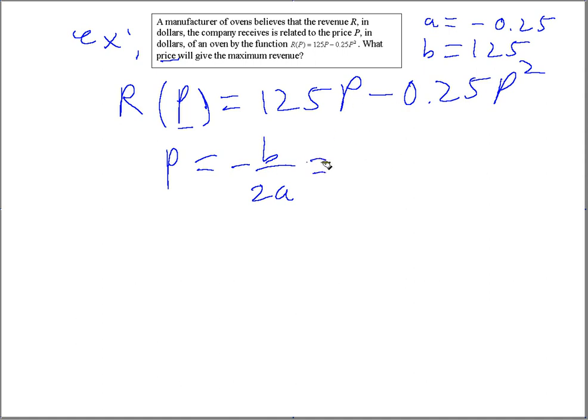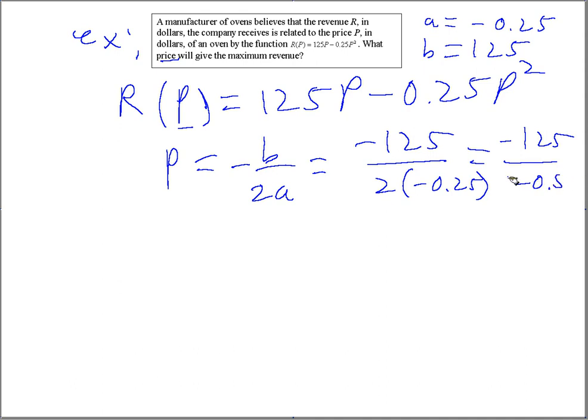All right, so let's plug these numbers in and punch in the calculator. That'll give me negative b, so negative 125, over 2a, 2 times negative 0.25. That's going to be negative 125 over negative 0.5. If I punch it in the calculator, I get the price to be $250. That is the price I should charge for the ovens if I want to get the maximum revenue out of it. All we're looking for is this 250 price, just the x-coordinate of the vertex.